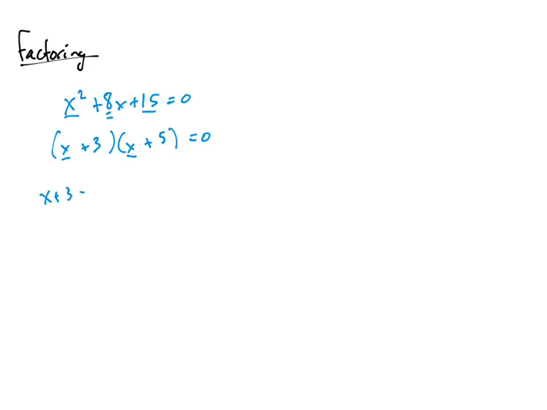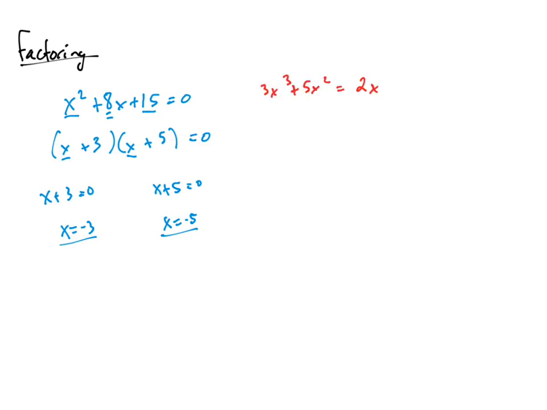Once we have the quadratic equation factored, we use what's called the zero product principle to set each of these factors equal to 0, and then we solve each equation. So x is equal to -5 and -3. Now let's quickly do a couple more examples.